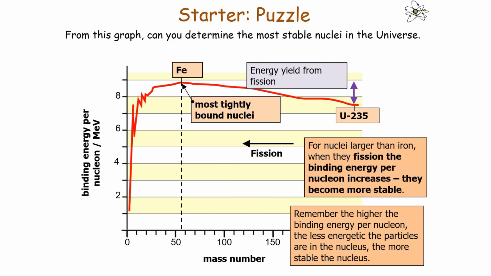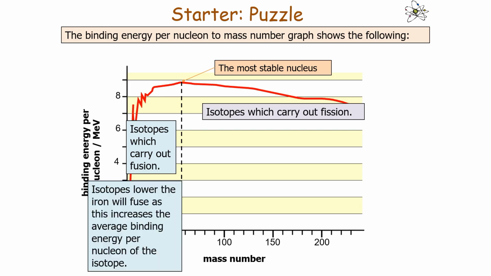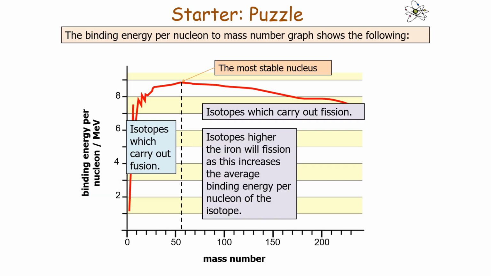Now for nuclei larger than iron, when they fission, the binding energy per nucleon increases, they become more stable. So that's the fission process. So you've got the isotopes below iron, which carry out nuclear fusion, and the isotopes above iron, which carry out nuclear fission. Now isotopes lower than iron will fuse because this increases the average binding energy per nucleon of the isotope, and it's the same idea for isotopes higher than iron, that they will fission.